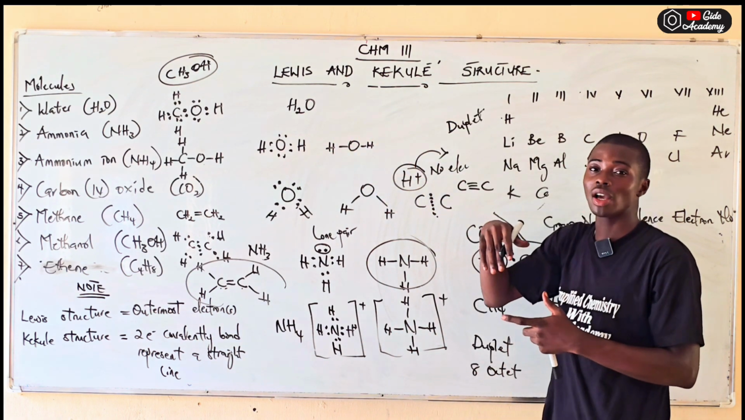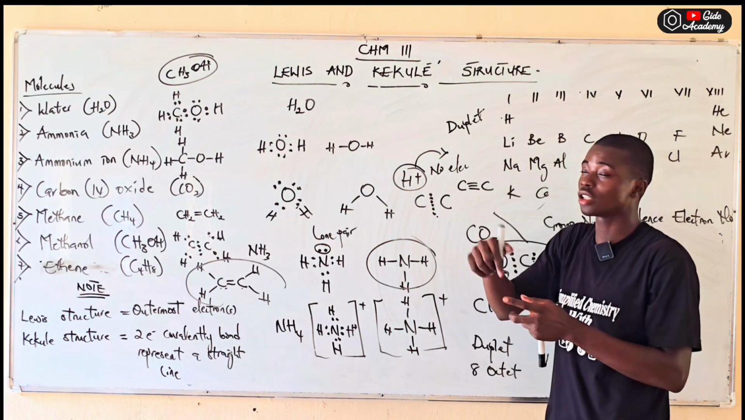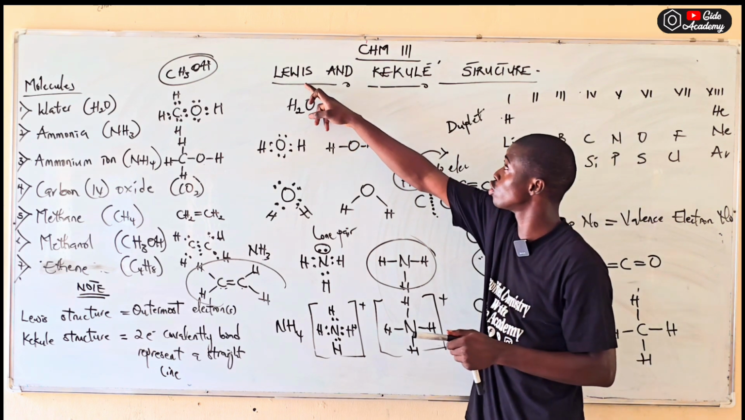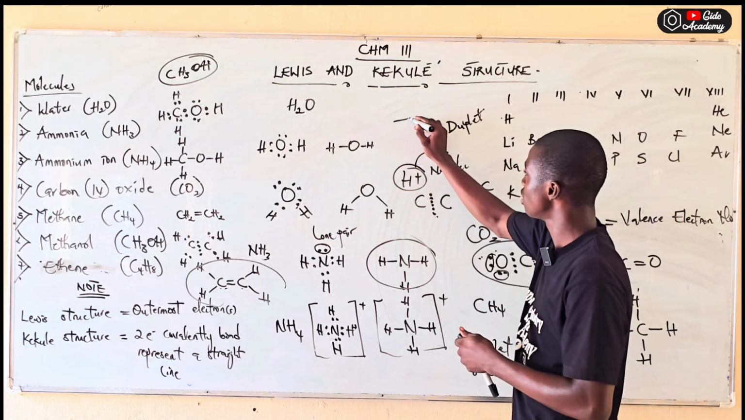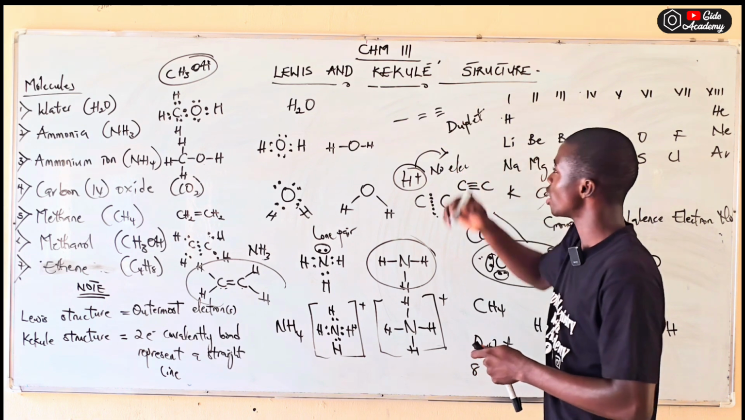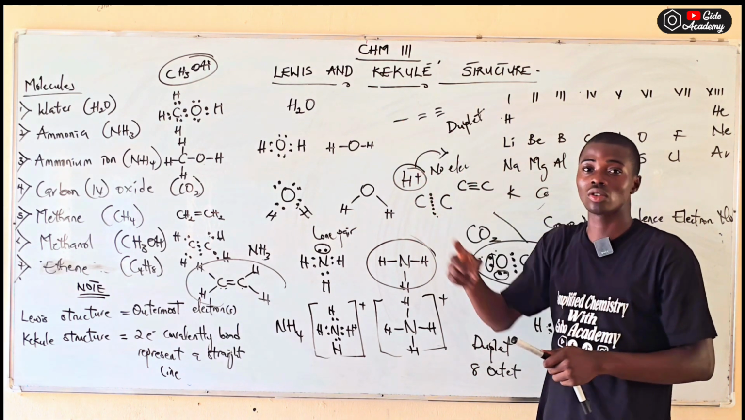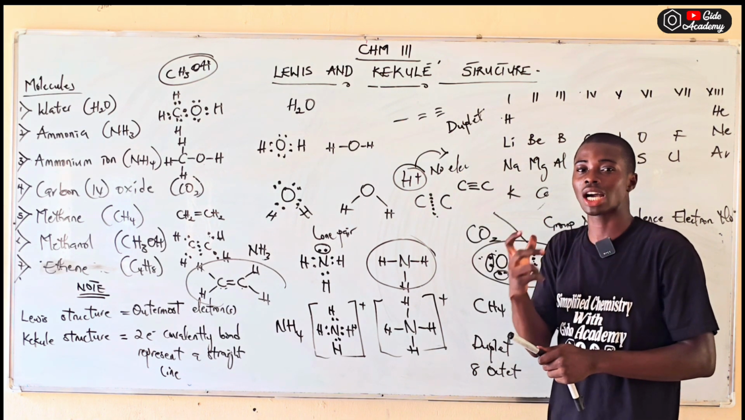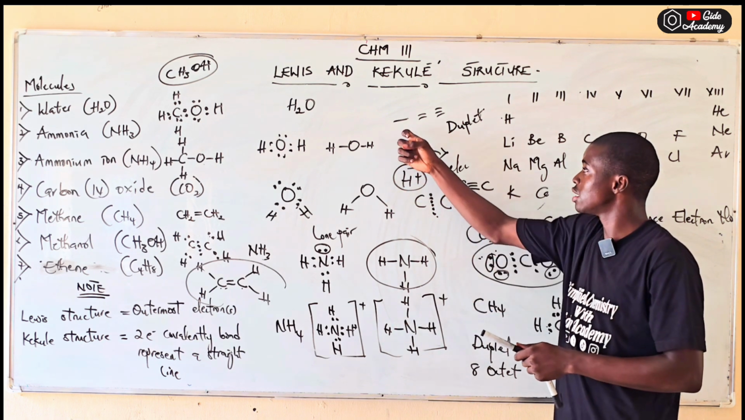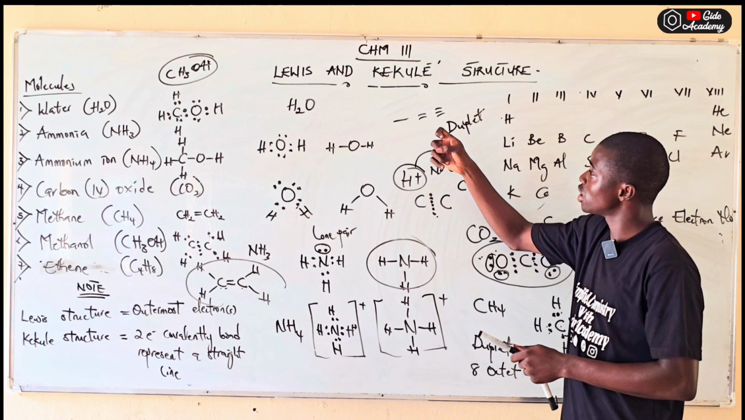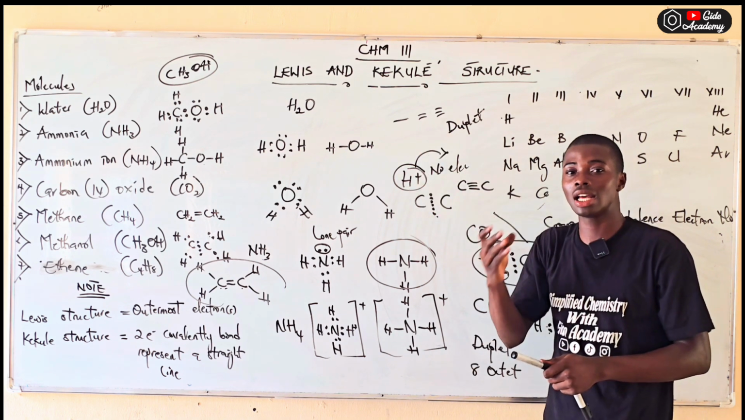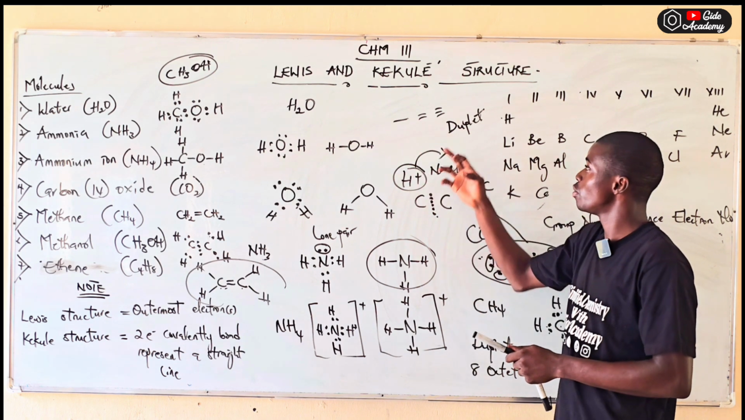Please take note. Whenever you are dealing with the outermost electrons, which are the valence electrons, you have to use the Lewis structure. But as long as you are dealing with straight chains, which are bonds, something like this, double bond, triple bond, you have to use the Kekule structure. And 2 electrons that are covalently bonded together represent a single bond, 4 electrons that are covalently bonded together represent a double bond, and 6 electrons that are covalently bonded together represent the triple bond.